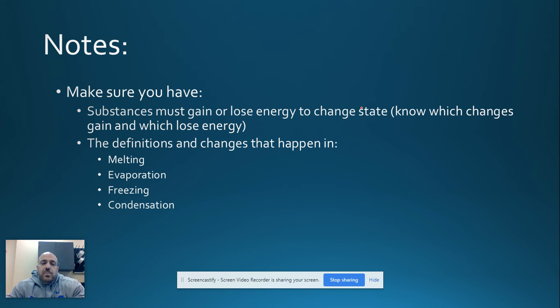Make sure, this was a short one, make sure your notes have the following. That substances have to gain or lose energy to change state, and know which ones are which. So include the definitions of these four state of matter changes, these phase changes, and remember, melting, you add energy. Evaporation, you add it. Freezing, you lose. And condensation, you lose energy as well.